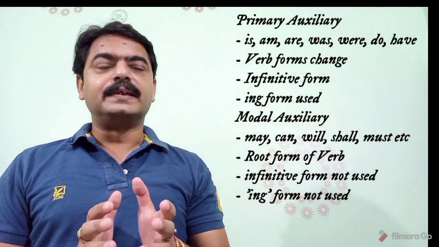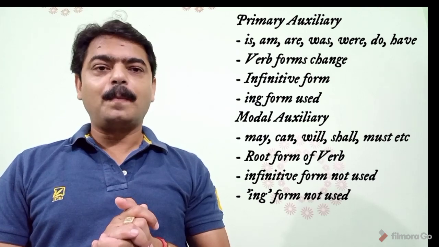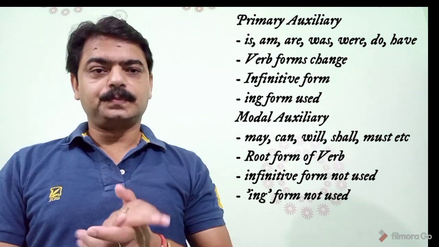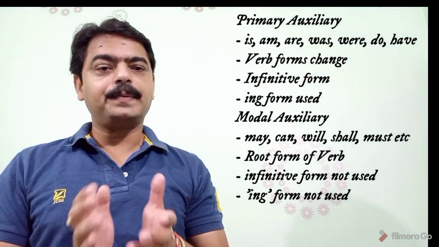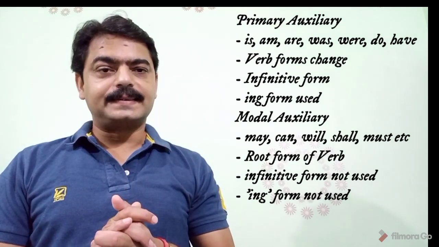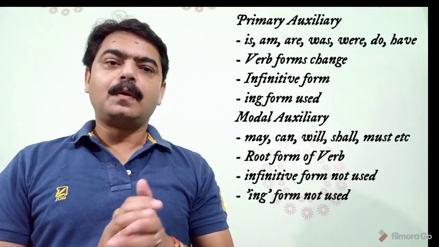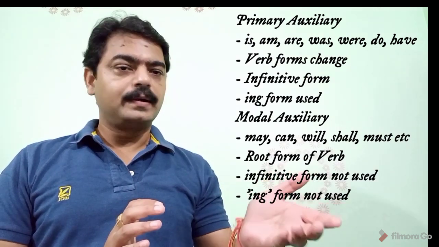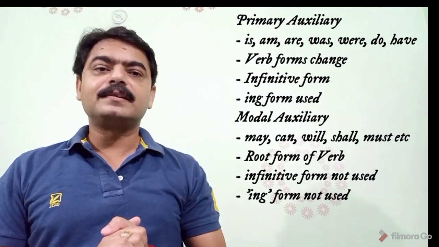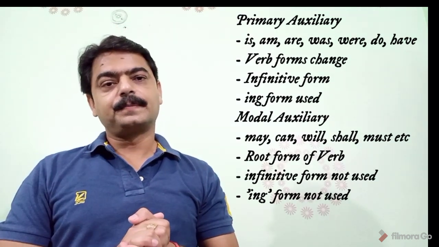So what is the difference between primary auxiliary and modal auxiliary? Let's know. Primary auxiliaries are all the forms of be: is, am, are, was, were. All forms of do, all forms of have: has, have, had. They are all called primary auxiliaries. And modal auxiliaries are will, shall, may, might, can, could, etc. These are the 13 modal auxiliaries. Now let us know the difference between primary auxiliary and modal auxiliaries.